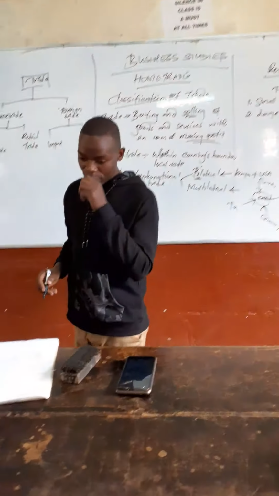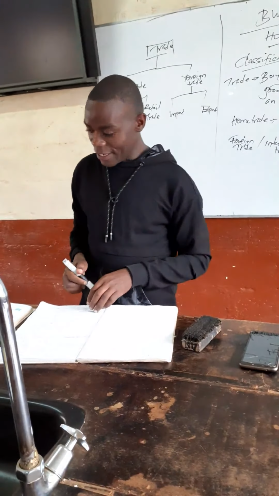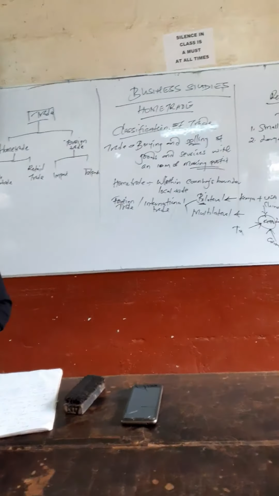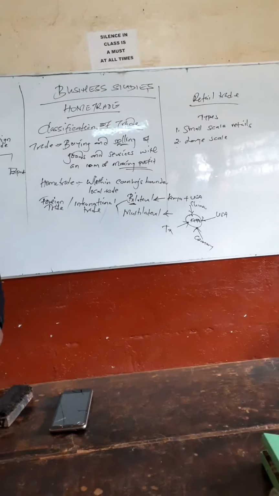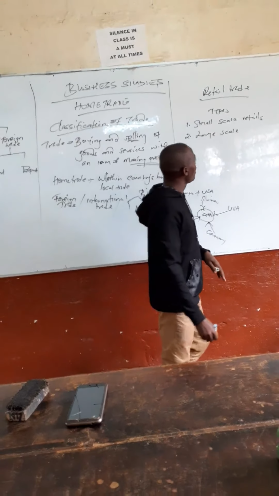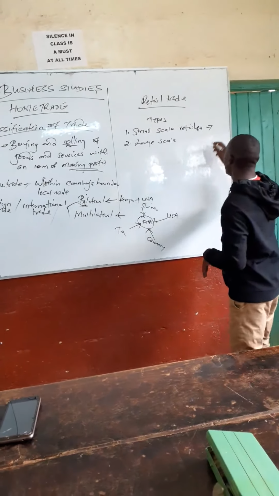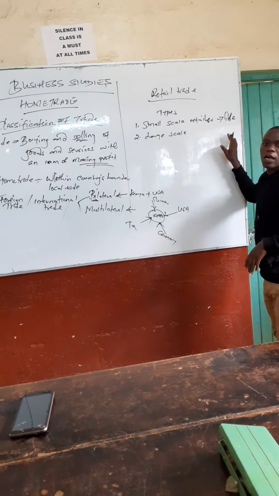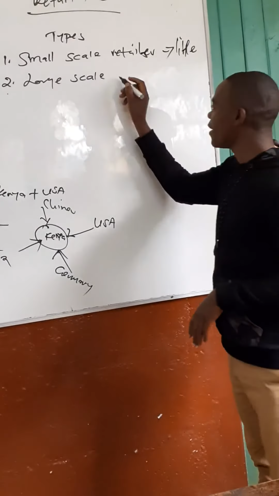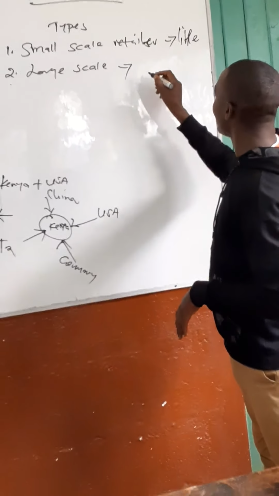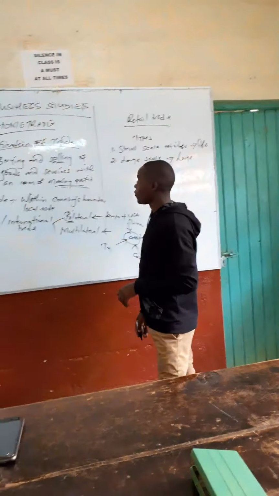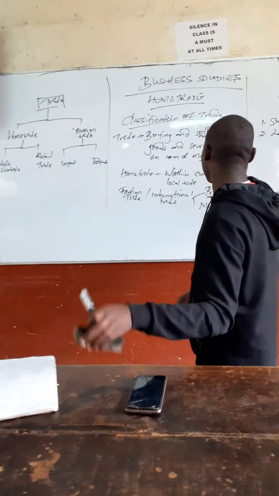We have the small scale retailers and large scale retailers. Small scale retailers, these are retailers which use little amount of capital in order to start and run the business. Large scale retailers, these are retailers who use large amount of capital in order to start and run the business.